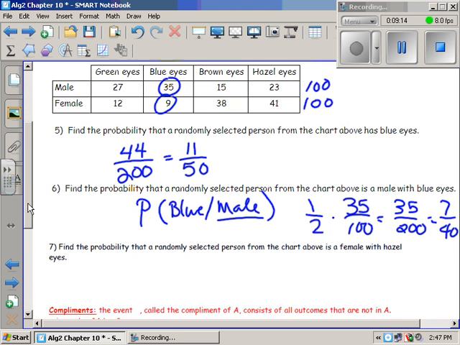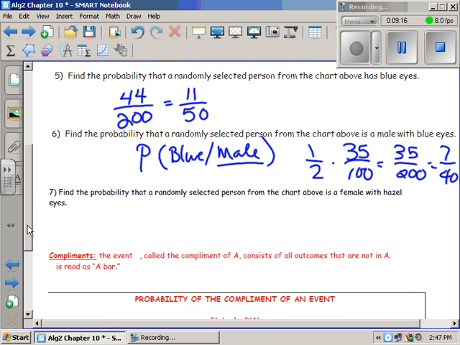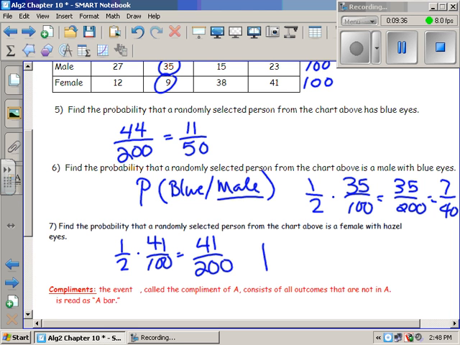Okay? Again, if a female has hazel eyes, the probability that it's female is 1/2. Hazel eyes is 41 out of 100 girls, so that's 41 out of 200. All right? And this would be written, probability of hazel eyes given that it's a female.